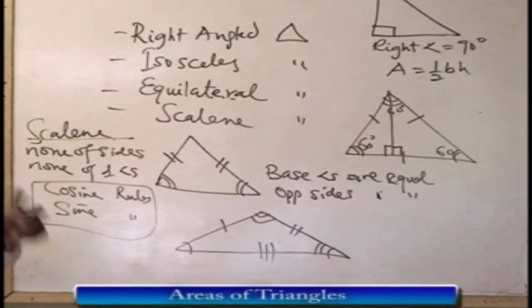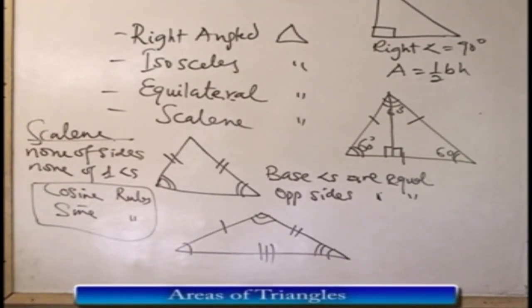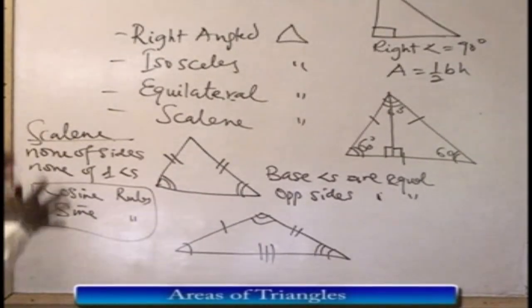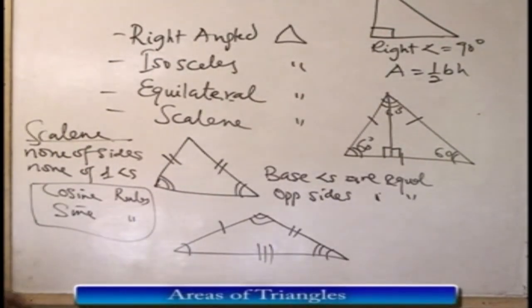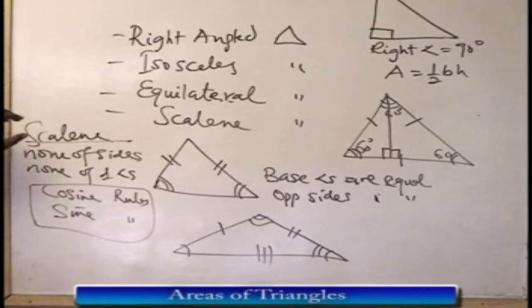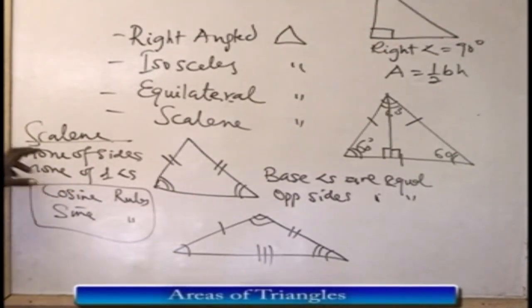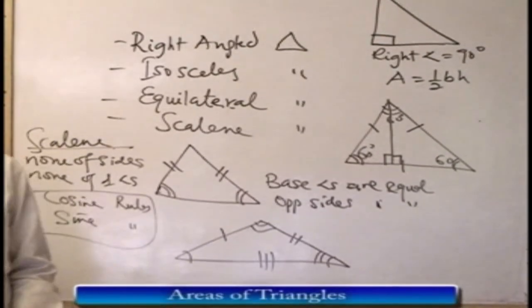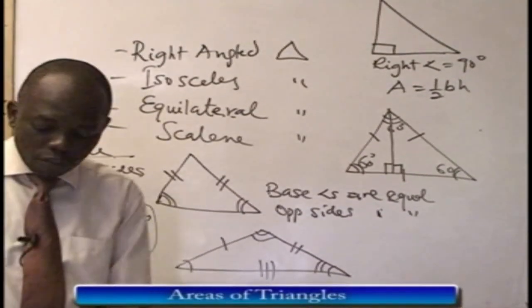One of the good parts of this kind of triangle is that the cosine and the sine rule are well suited for this type of triangle, because none of the sides are equal, none of the angles are equal. Alright? Now let's move on to the area.